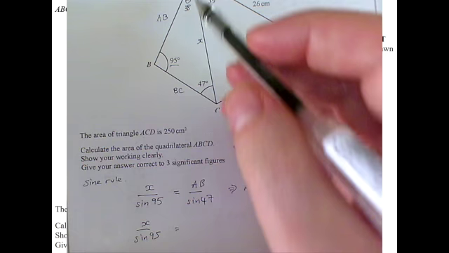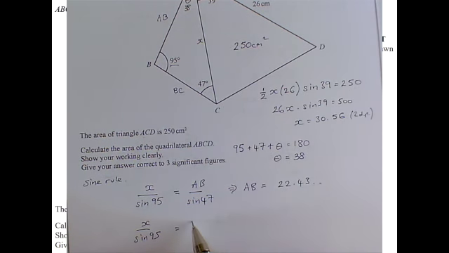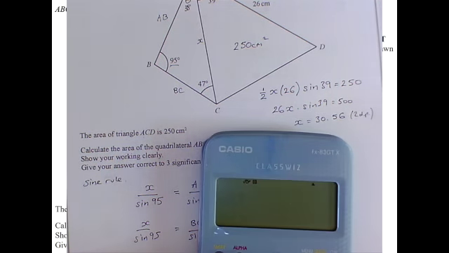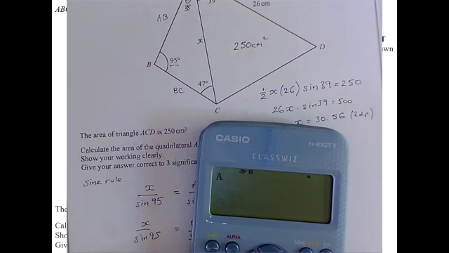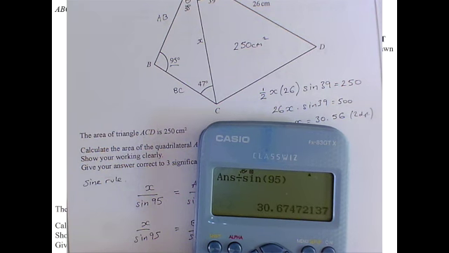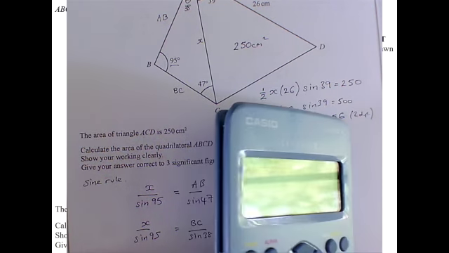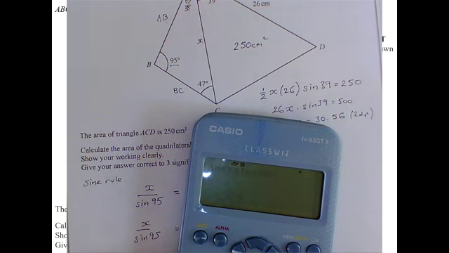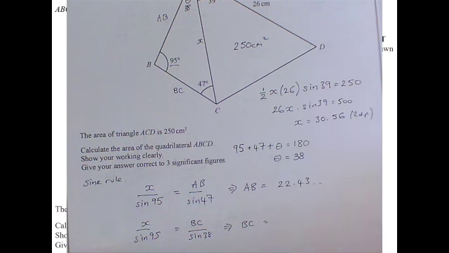x divided by sine 95 is equal to BC over sine 38. That's another way we could have done it. And that would imply that the length BC is equal to A memory divided by sine 95 times sine 38. And that's going to give me 18.88, and that's the length of BC. And I'll put that into the C memory.